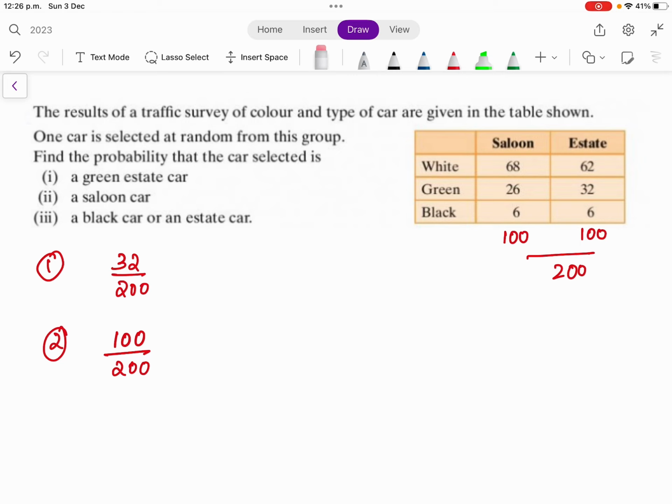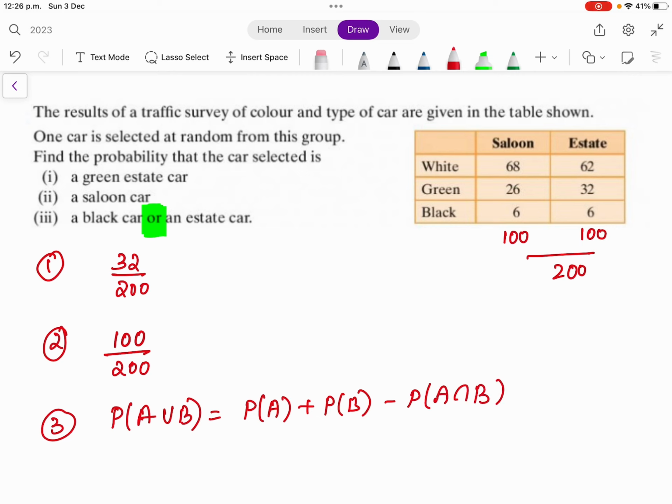And the third question is a black car or an estate car. So remember, with or, you have to see whether it is mutually exclusive or not mutually exclusive. Since there is a black estate car, this is not mutually exclusive. So the formula you will use is P of A or B is equal to P of A plus P of B minus P of A intersection B. So that is equal to 32 over 200 plus 100 over 200 minus P of A intersection B.